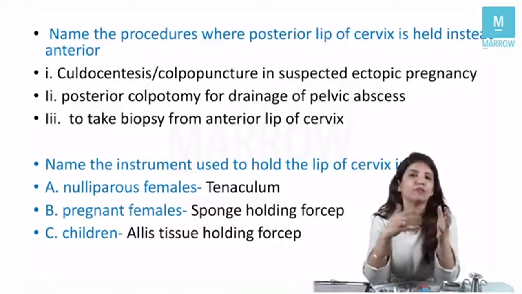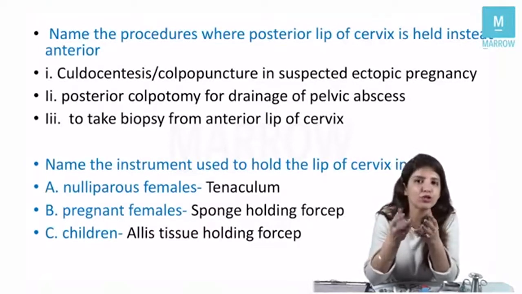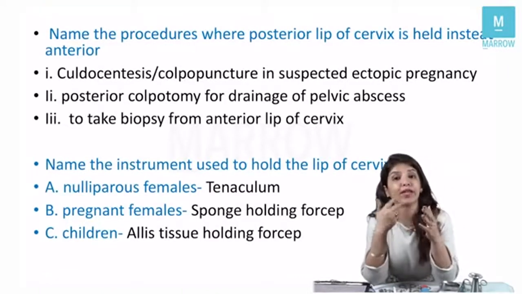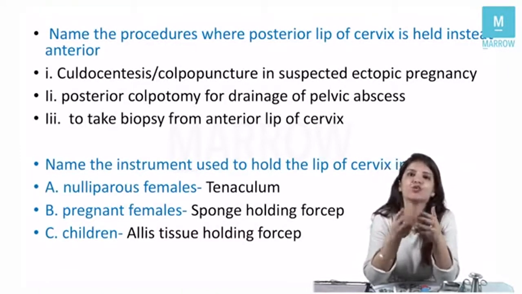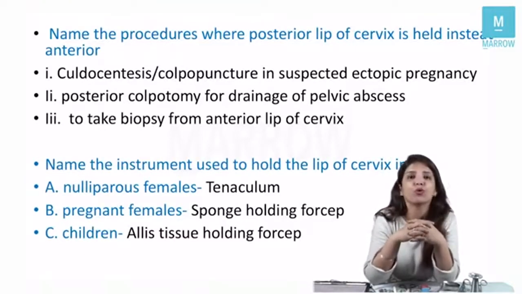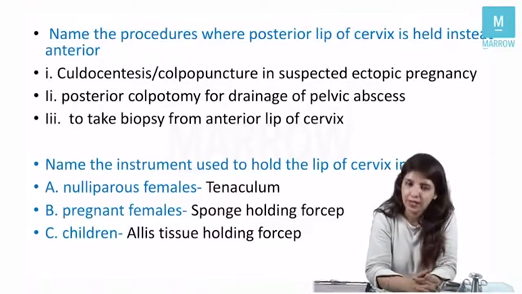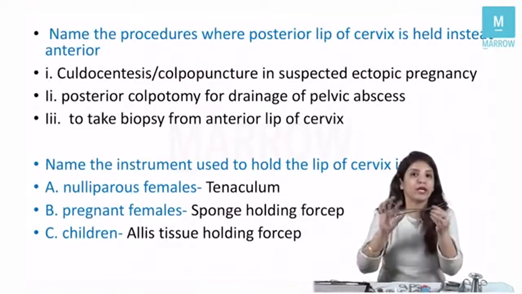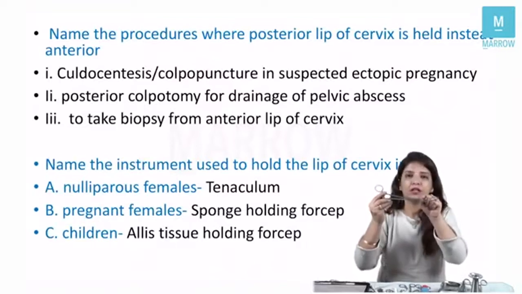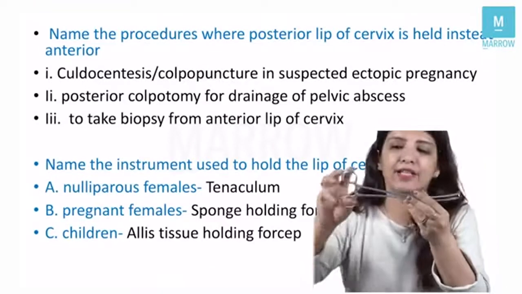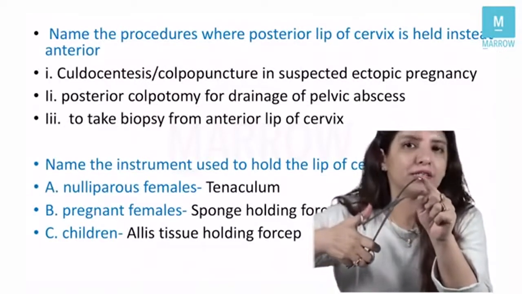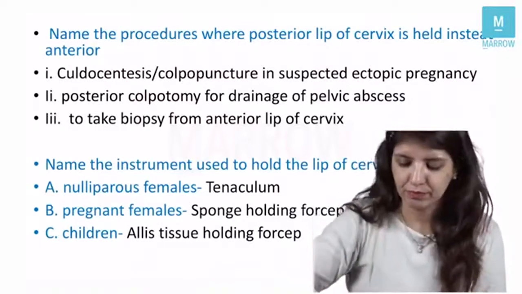Or suppose immediately after delivery, still the cervix is going to be very soft. So immediately after delivery, if there is a cervical tear, in that case you have to hold the soft cervix again, you are going to use a sponge holding forceps. Clear? I hope this instrument is very clear to you. Again, look at it, the gap between the blades, the concavity and the rat teeth, right?